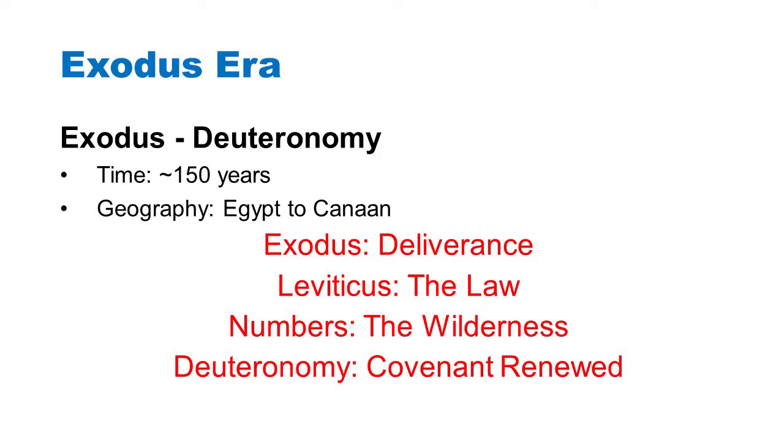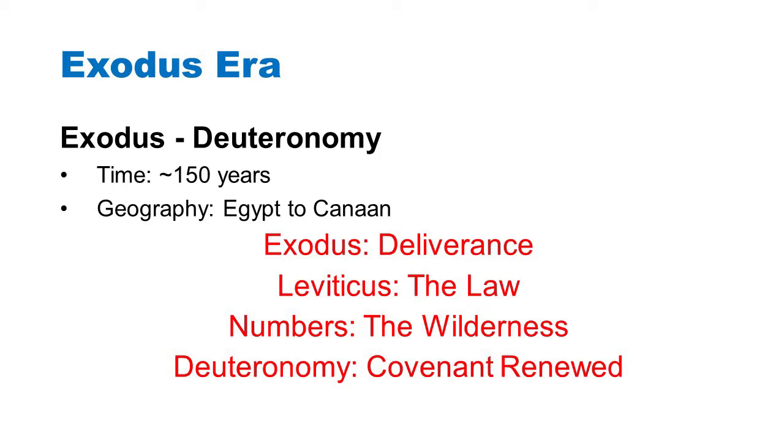Numbers tells the story of their failure to take the promised land as they should have. So it tells us of the wilderness wanderings. And the old generation dies out. The new generation rises up. And Deuteronomy is the covenant being renewed with that new generation, somewhat of a retelling of the law before the nation goes in to the promised land.